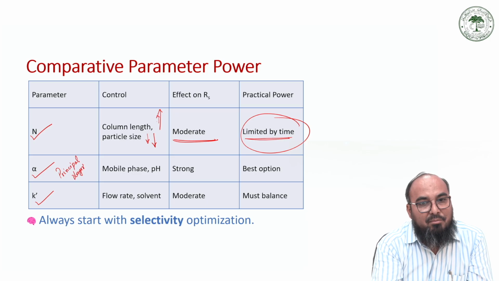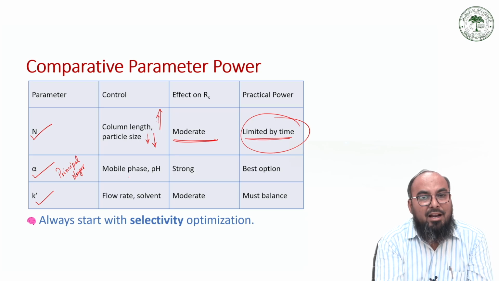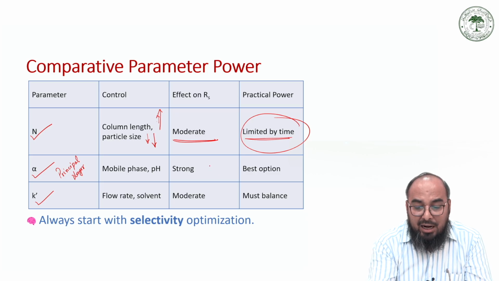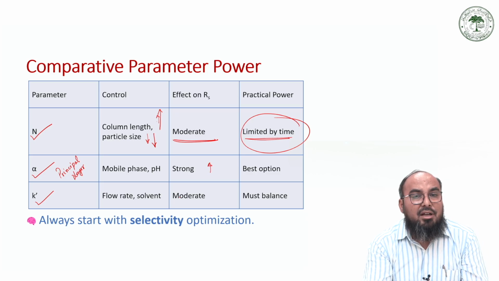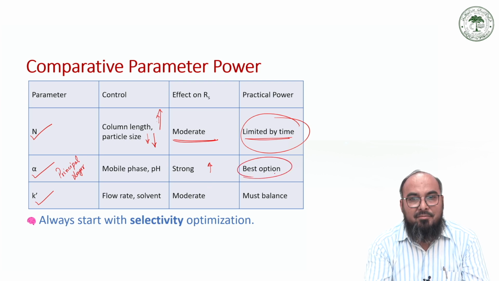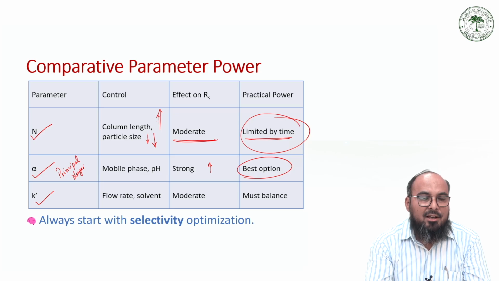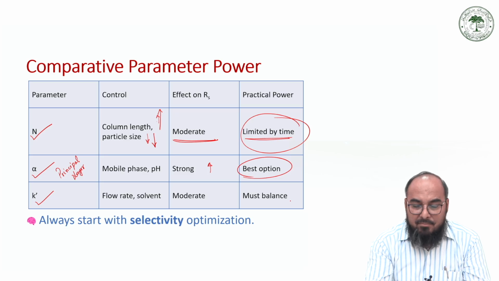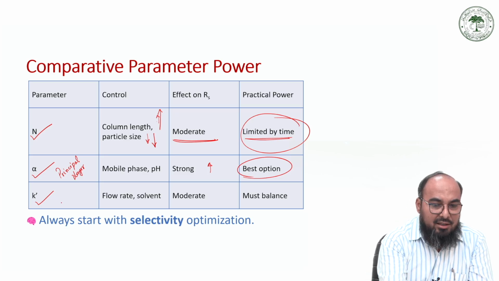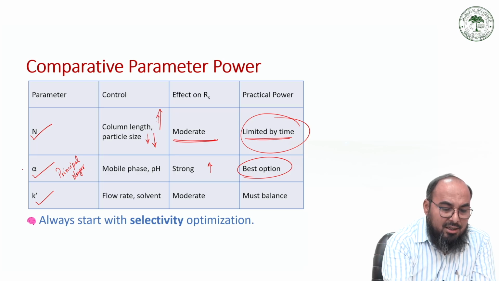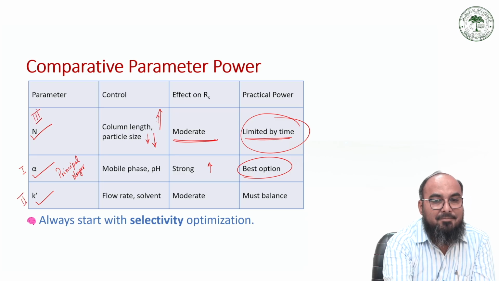Alpha can be controlled by the mobile phase and the pH, and a small change in the value of alpha has a very large implication. That is, if it changes, the Rs changes very much. So practically this is the best option, the best thing to optimize. Initially you have to optimize the alpha, then you have to optimize the retention factor, and lastly the n. So in a comparative idea, this one takes the first place, this one takes the second place, and this one takes the third place.